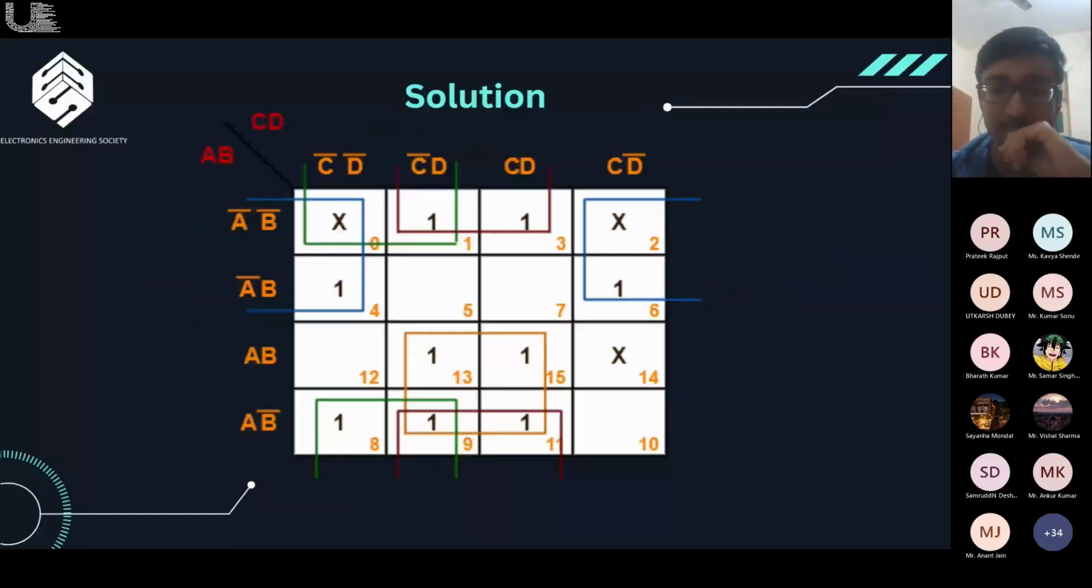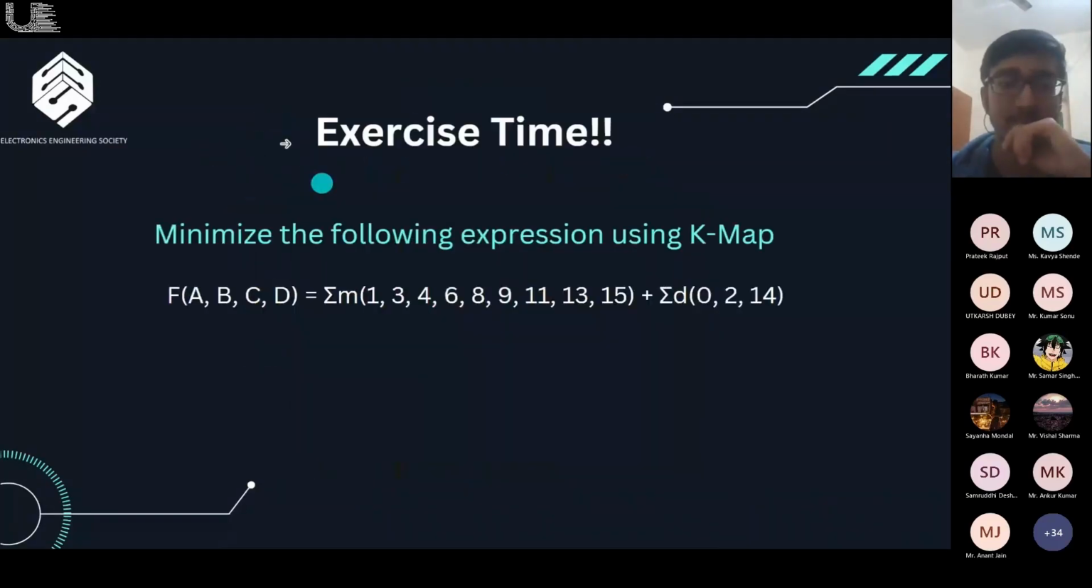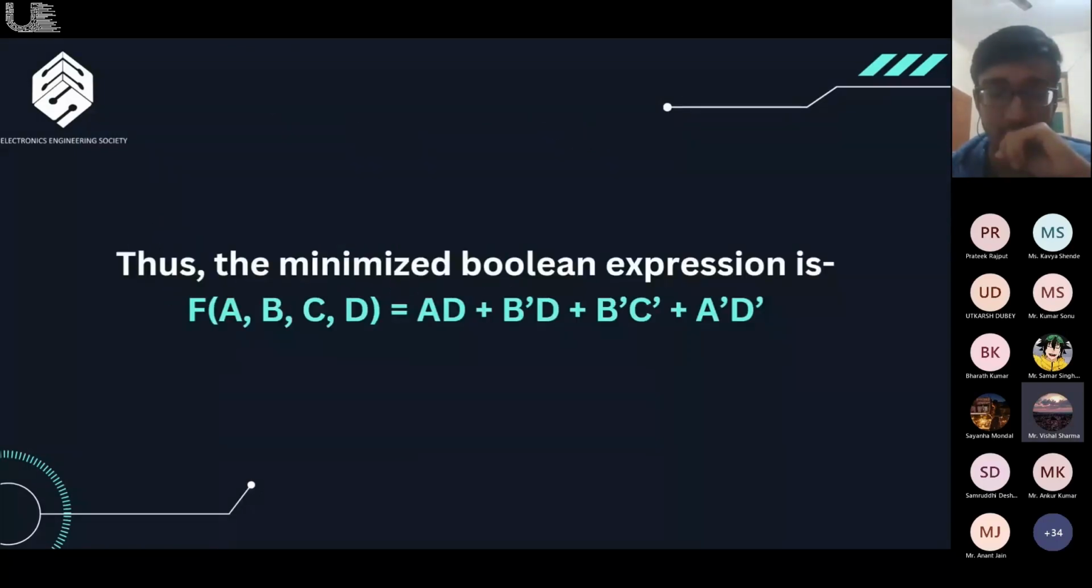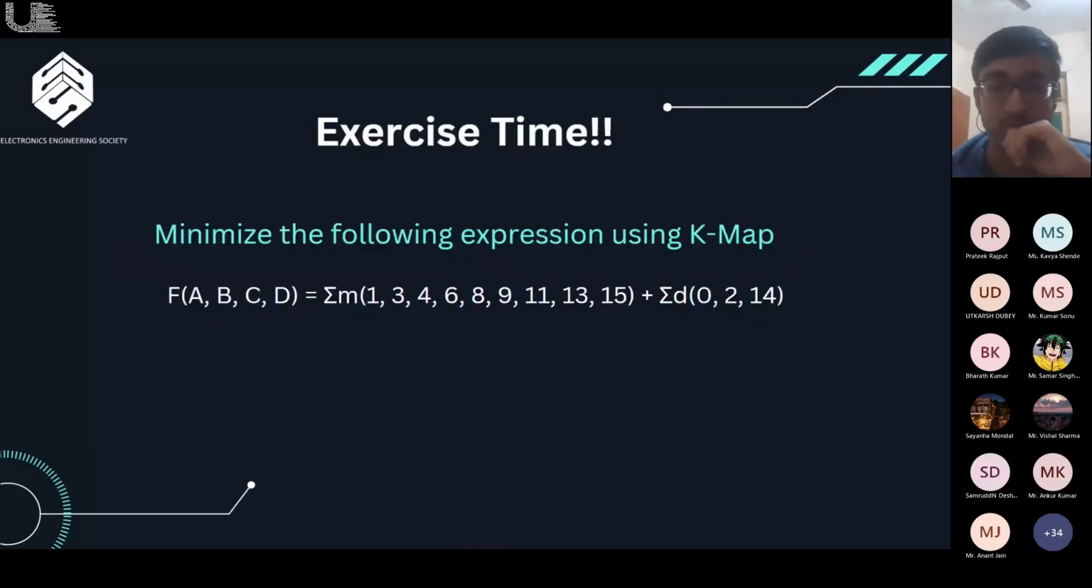Yeah, not exactly. Anyways, and Vishal? I got A complement B complement, plus I think D complement B complement, plus AD, plus A complement C complement, I think. Okay, doesn't look correct, but I'll just show the solution as well. I'll just walk you through the solution once.